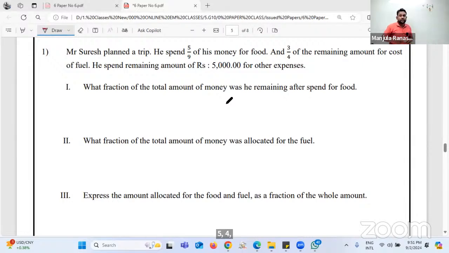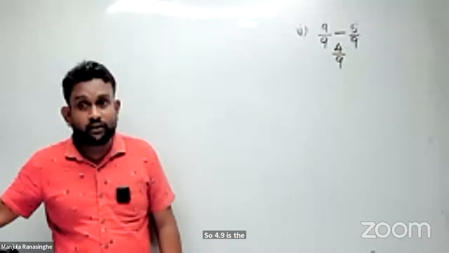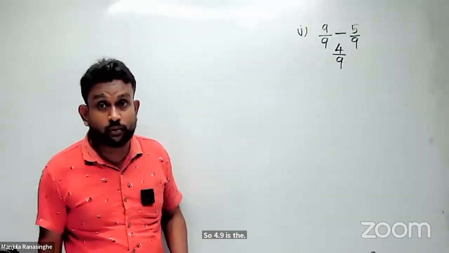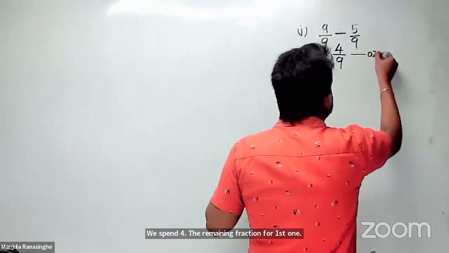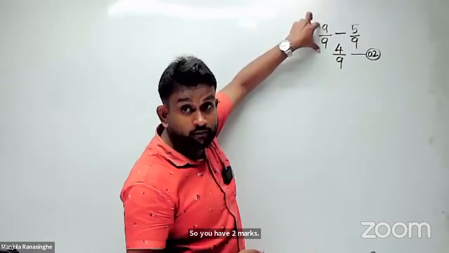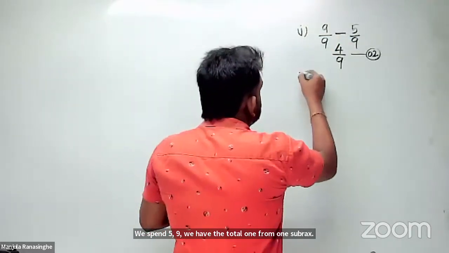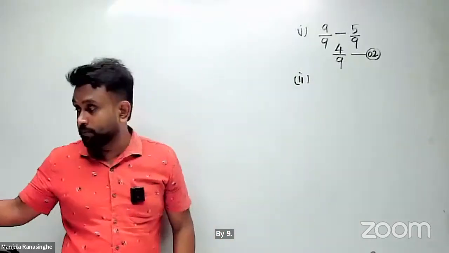So 4 upon 9 is the remaining fraction after spending for food, for the first part. So you have 2 marks. We spent 5/9. We have the total 1, and from 1 we subtract 5/9. Then part 2, that is the remaining part.